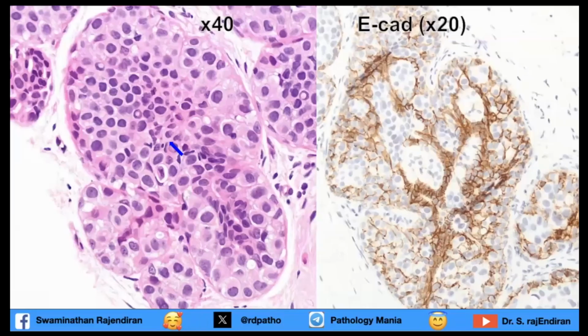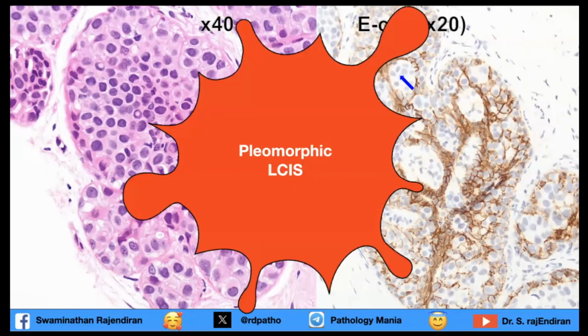Here it is negative. And here you can see two populations of cells. These are the preserved ductal cells, and these are pagetoid spread of the lobular cells. And this is the E-cadherin. The ductal cells are taking E-cadherin, whereas the lesional lobular in situ cells are not taking. So the diagnosis is pleomorphic LCIS.